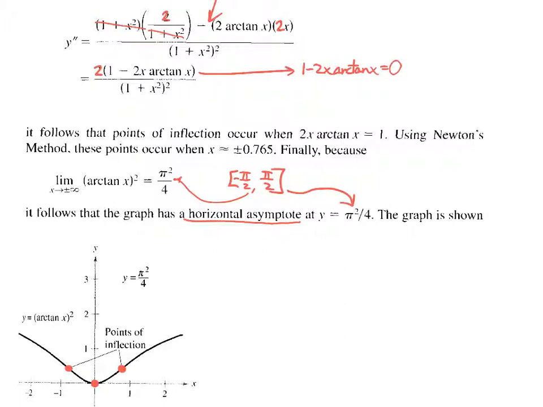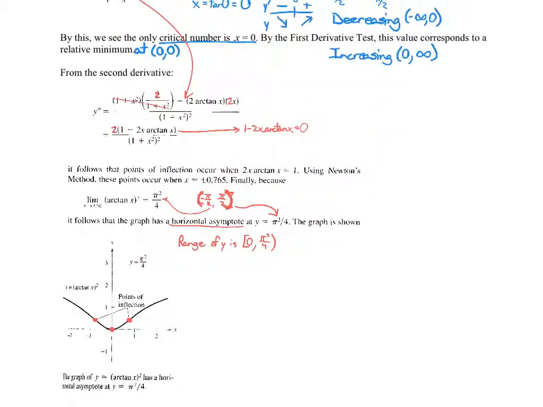And then with 0, 0 being the minimum, that means the range of y is 0 to a positive pi squared over 4, not including that value. And actually I should have parentheses, not brackets here, because there are asymptotes there on the original arctan. So that's our first example, just kind of looking at these things.